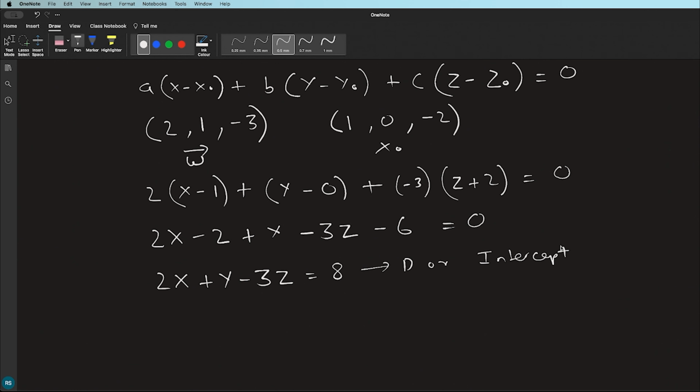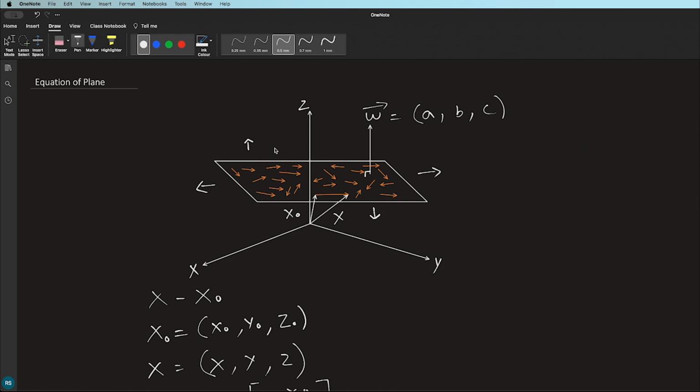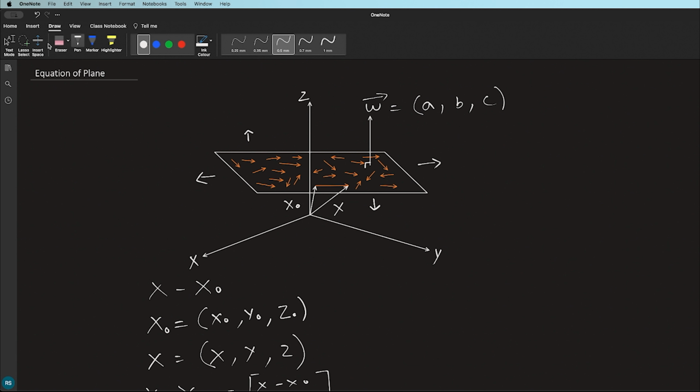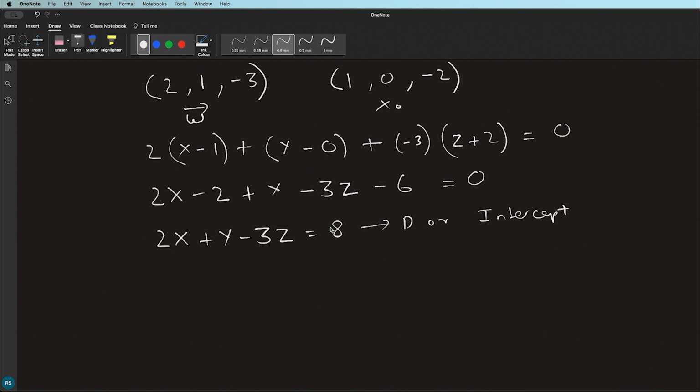intercept. Why? Because this D that we have got as 8 will be responsible to shift the plane in the upward or downward direction. And suppose if here we got D equal to 0, then in that case we can say that the plane passes through the origin.